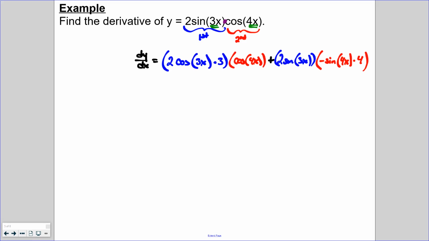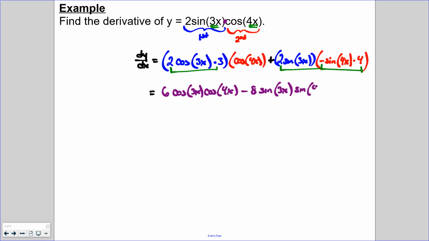Move on to algebra to simplify. So in our first term, we can multiply the 2 by the 3. And that's going to give us 6 times cosine of 3x times cosine of 4x. And then in the next term here, we can multiply the 2 with the negative with the 4. And that's going to give us a negative 8 sine of 3x times sine of 4x.